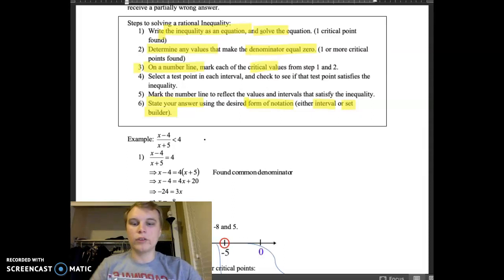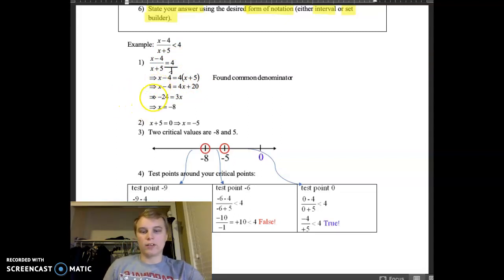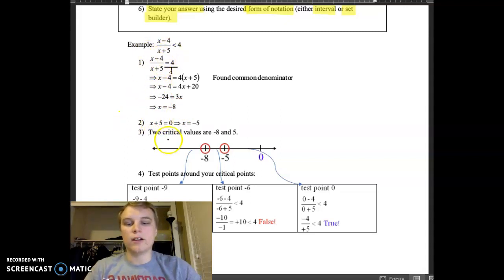Okay. So if we look at this example below real quick, we have our function x minus 4 over x plus 5 is less than 4. So your first step is you can find a common denominator. In this case, you could also do cross multiply because your 4 is the same thing as 4 over 1. So you could cross multiply, and that's how you get that. And then you solve for x, and you get -8. So that's your one critical value. And then your next step is to take the denominator here, set equal to 0, and then solve for x as well. So your other critical point in this case is x equals -5.